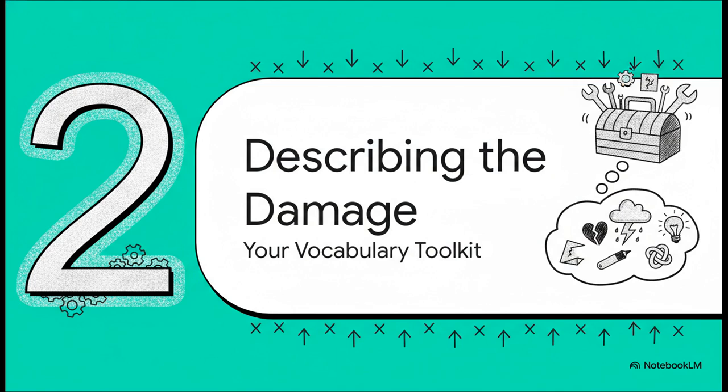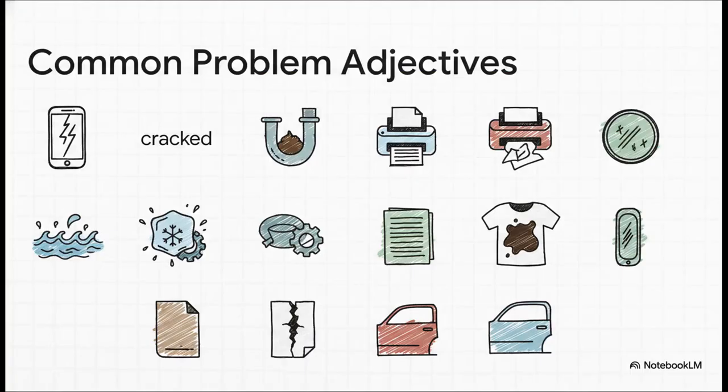Okay, grammar part, check. Now that we've got that down, let's build up our vocabulary toolkit. We're going to fill it with some of the most useful problem adjectives you'll need for just about any situation. So here they are, some of the heavy hitters: cracked, clogged, jammed, flooded. You can see the whole list. Now, we're not going to go through every single one, but let's zoom in on a few of the ones you'll probably use all the time.